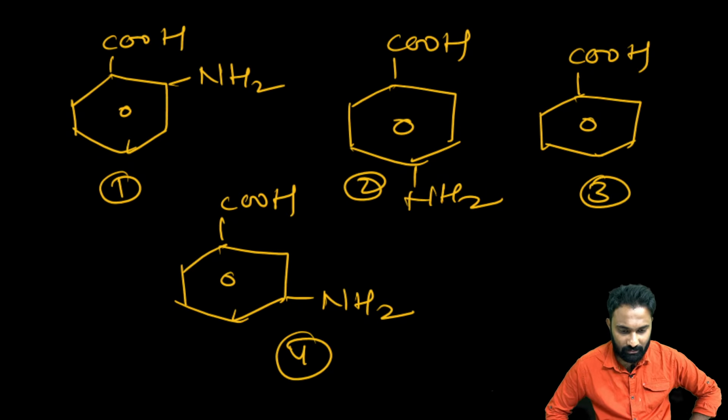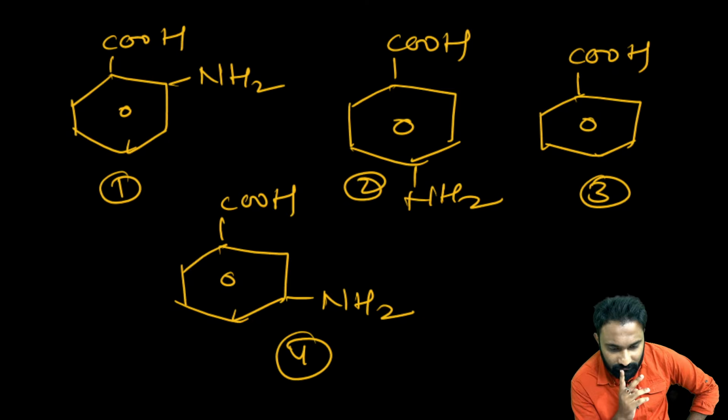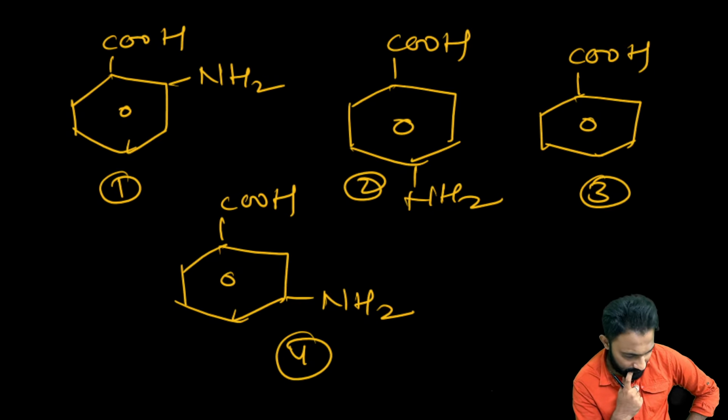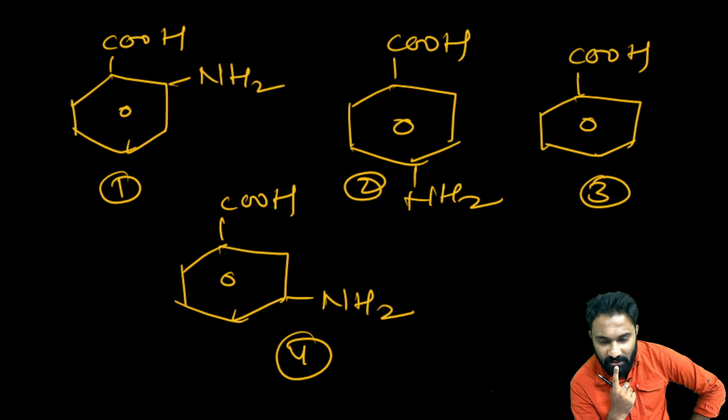Among the 1, 2, 3, 4, which is the more acidic strength order? 1, 3, 4, 2.